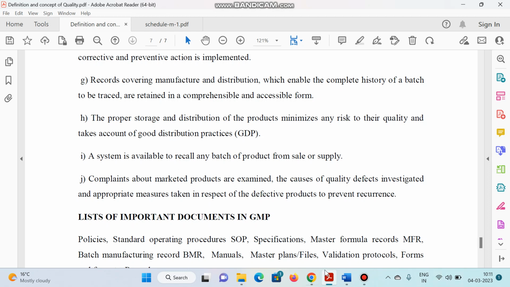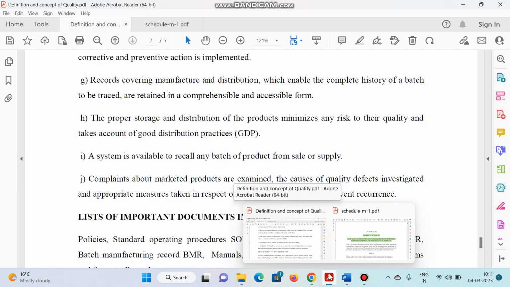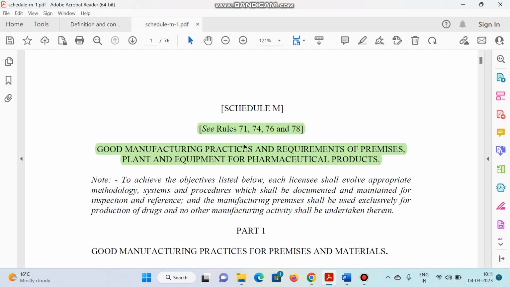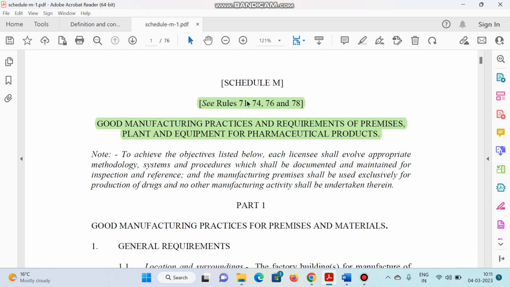Let's see now the GMP, that is Schedule M. So this is the Government of India schedule as per Drugs and Cosmetics Act and Rules 71, 74, 76 and 78. So good manufacturing practices and requirements of premises, plant and equipment for pharmaceutical products.